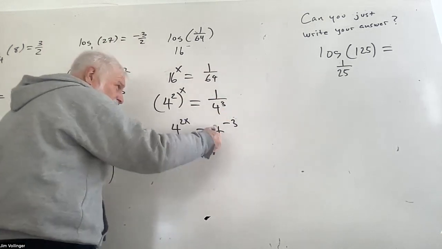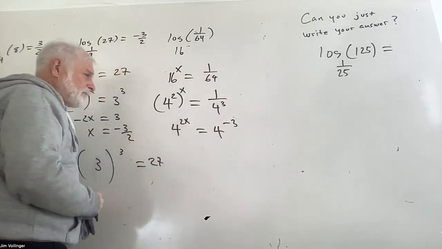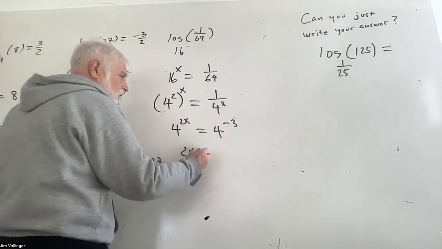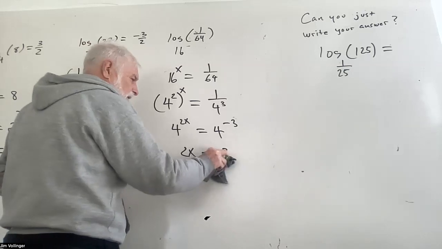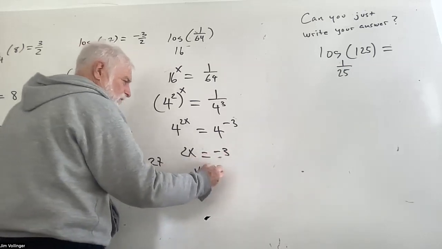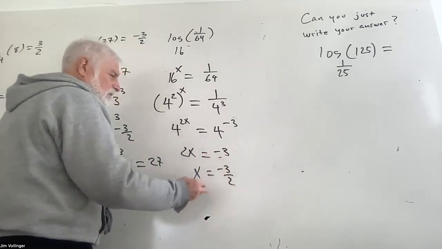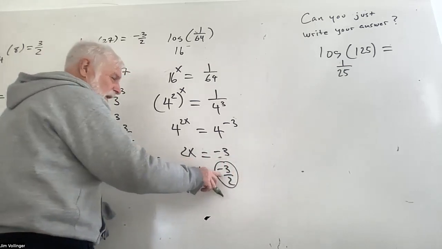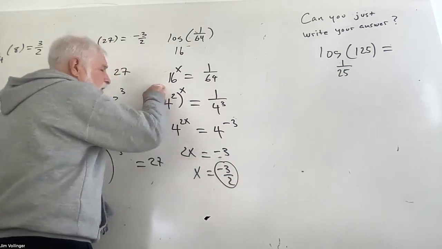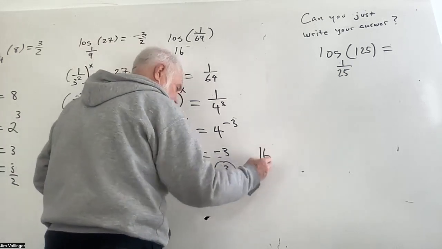That means to reciprocate, and you'd get that. So therefore, 2x equals -3, and therefore x equals -3/2. So let's look at these 3 exponential operations performed on the number 16. Let's see what we get.